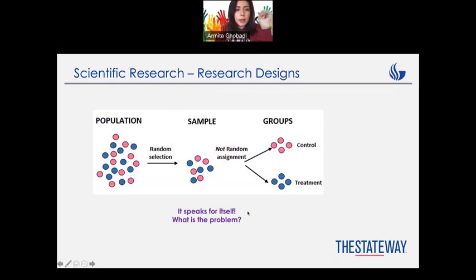Here is a good example. You can see that, okay, this is the population, all the freshmen. Here is a random selection. We can see that we have like 4 pinks, right? And 4 blues. Good job. But for the assignment part, we didn't randomize. So in the control group, we only have pinks, but in the treatment group, we only have blues. It's not a good representative. It's not an experimental design, so it does have a problem.